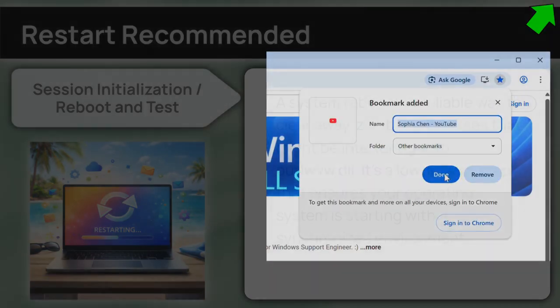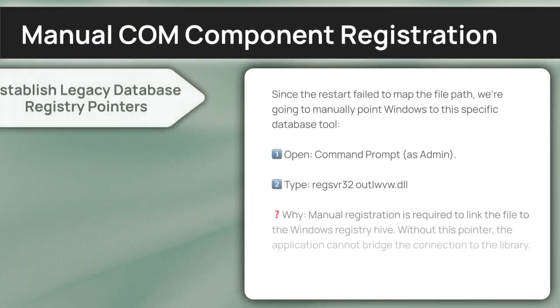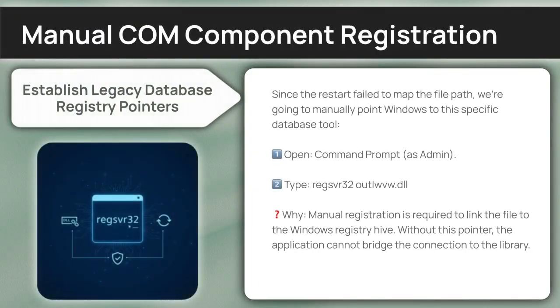If that didn't clear the error, follow these instructions to modify your system paths. If you need to pause the video to type these out, please do so. Since the restart failed to map the file path, we're going to manually point Windows to this specific database tool. First, open Command Prompt as admin. Second, type regsvr32, followed by your file name causing the error, then hit Enter.